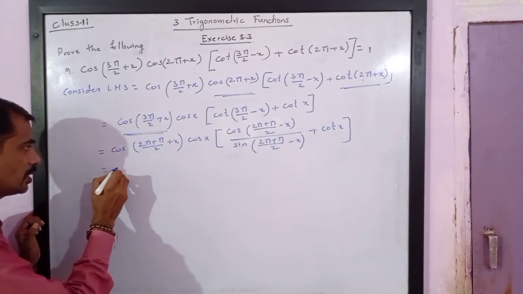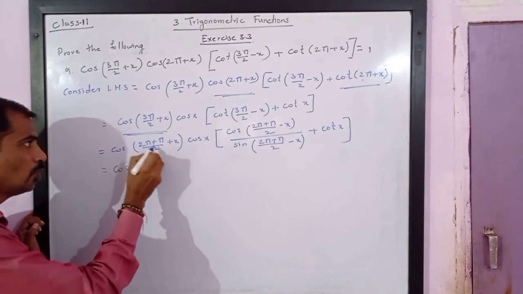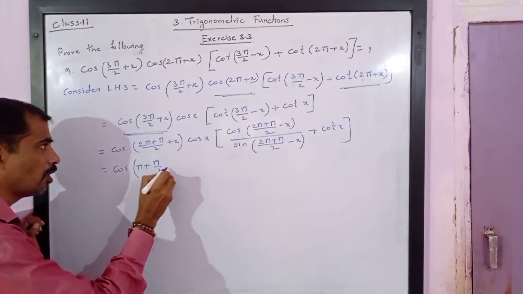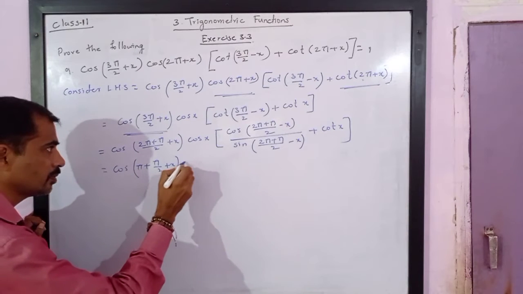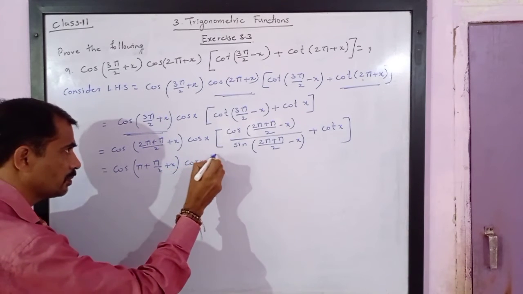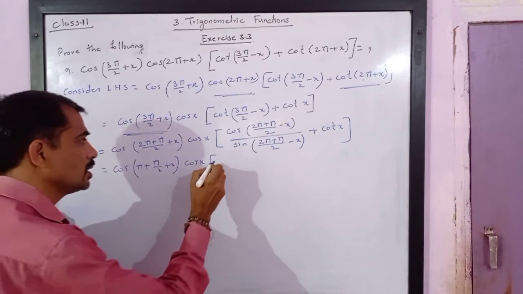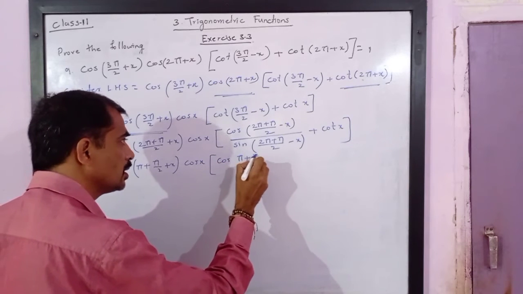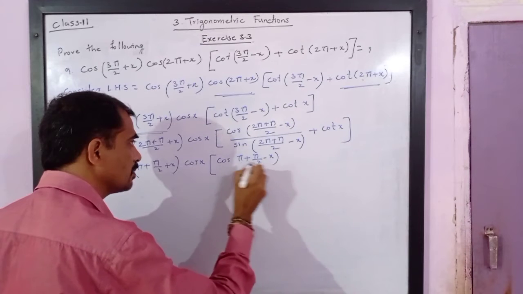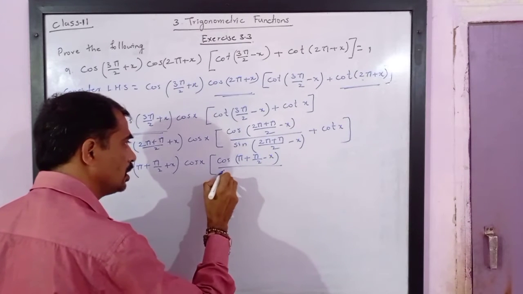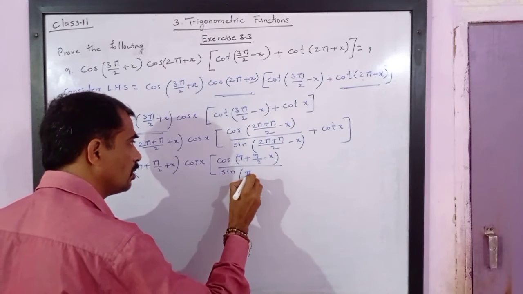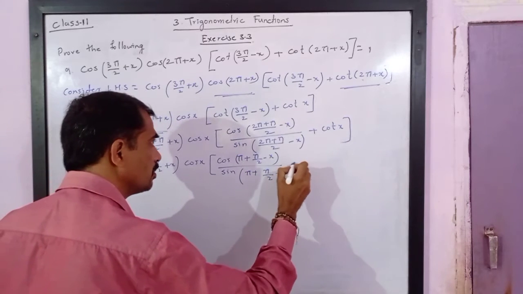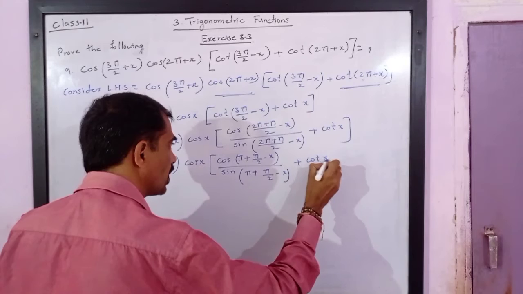This becomes cos of 2 pi, if you separate the denominator, you will get pi plus pi by 2 plus x, into cos x. This also becomes cos of pi plus pi by 2 minus x upon sin of pi plus pi by 2 minus x, plus cot of x.